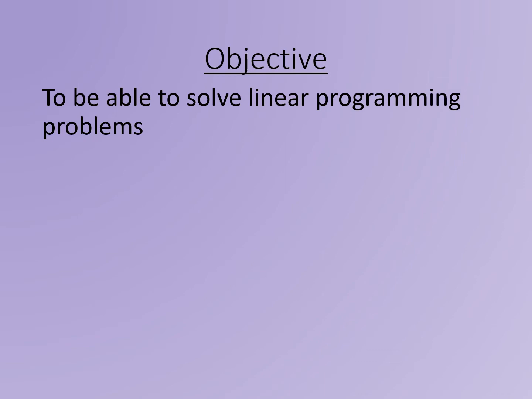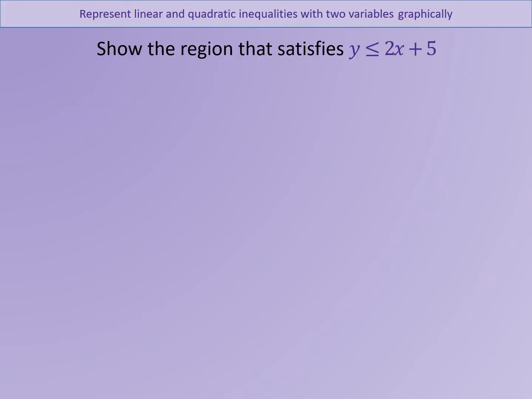Previously, we've looked at how to formulate a problem as a linear programming problem. We're now going to look at how to solve it by plotting the constraints on a grid and using the objective line to maximise or minimise the function. First, we're going to recap how to show a region on a graph.